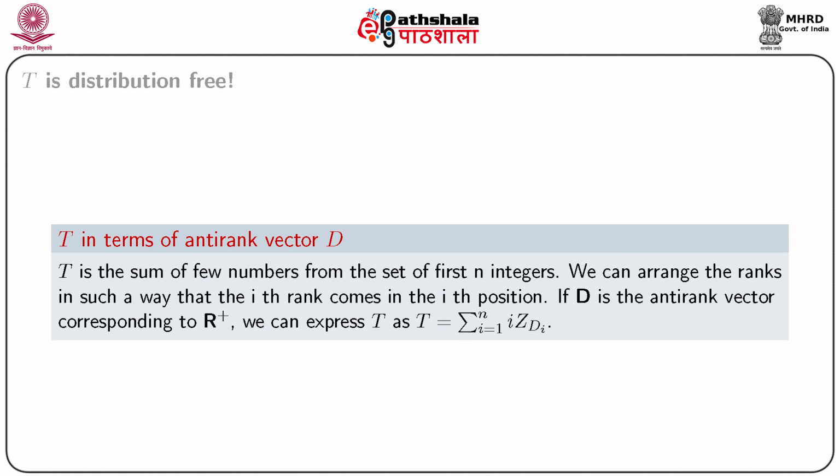Now we shall express T in terms of the anti-rank vector D. Observe that T is the sum of a few numbers from the set of first n integers and 0. We can arrange the ranks in such a way that the ith rank comes in the ith position. If D is the anti-rank vector corresponding to R plus vector, then in such an arrangement Zi becomes Z with suffix Di. Thus we get T as summation i from 1 to n, i multiplied by Z with suffix Di.